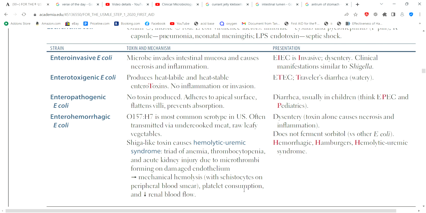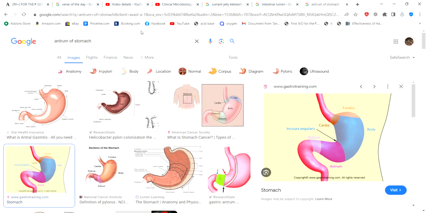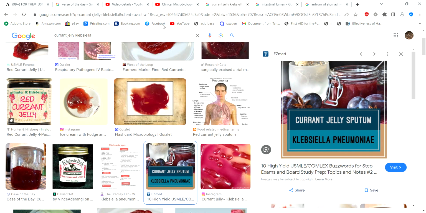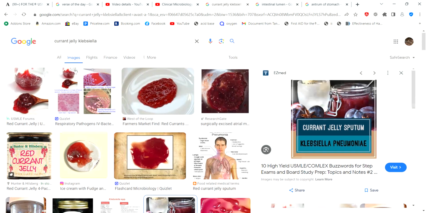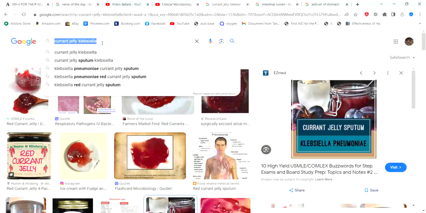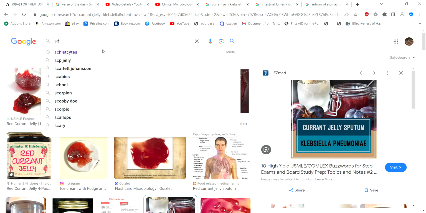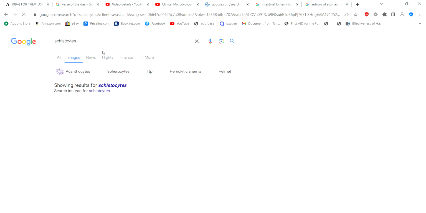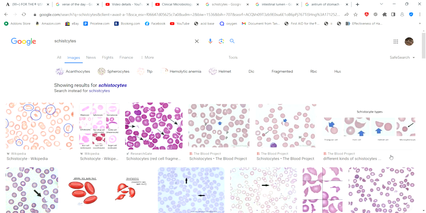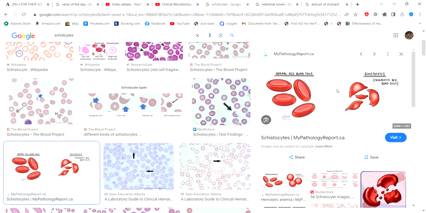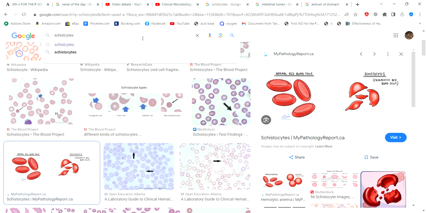And then you have platelet consumption and decreased renal blood flow. Okay, so schistocytes. So these are schistocytes. Normal red blood cells, schistocytes, become sheared because of the microthrombi.